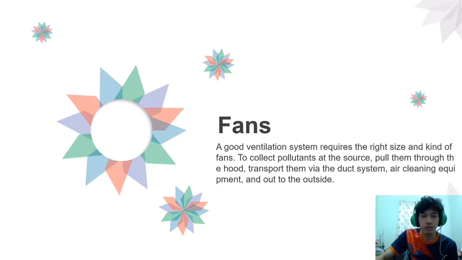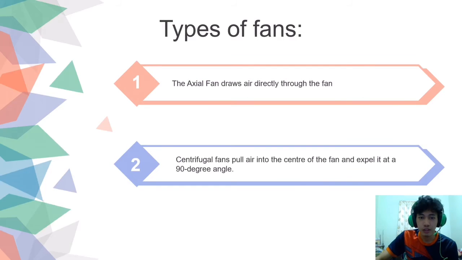Okay, so we continue to the fans. A good ventilation system requires the right size and kind of fan to collect pollution at the source, pull it through the hood, transport it via the duct system and air cleaning equipment, and out to the outside. There are 2 types of fans here, the axial fans and the centrifugal fans. The axial fans draw air directly through the fan, and centrifugal fans pull air into the center of the fan and expel it at a 90-degree angle.